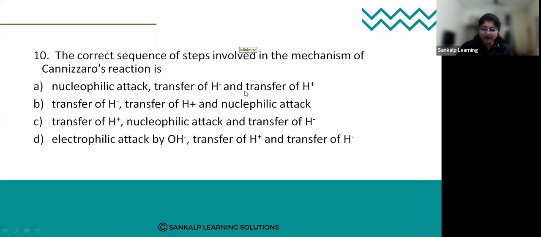Sri Varuni and Lubna have answered it as A. My question is, where do we use the Cannizzaro reaction? Cannizzaro reactions are what type of reactions? What do we prepare from the Cannizzaro reaction?